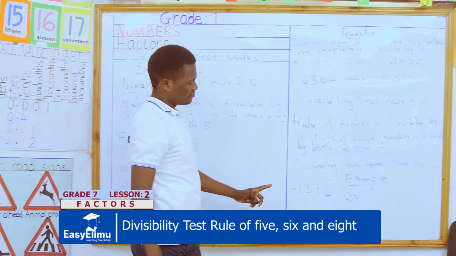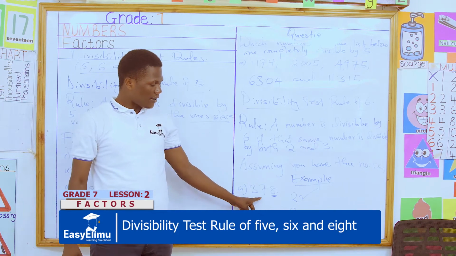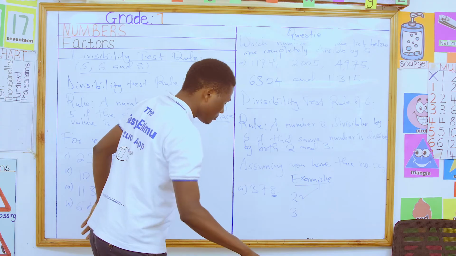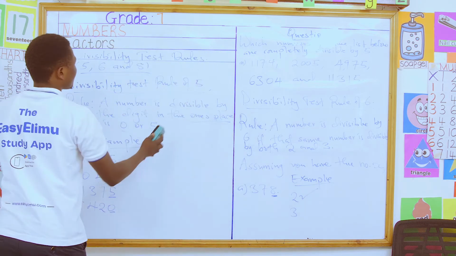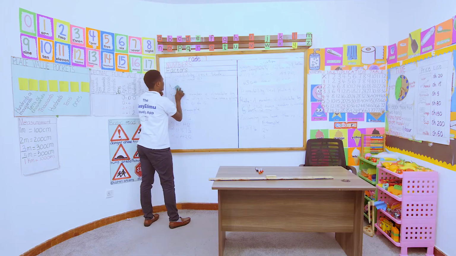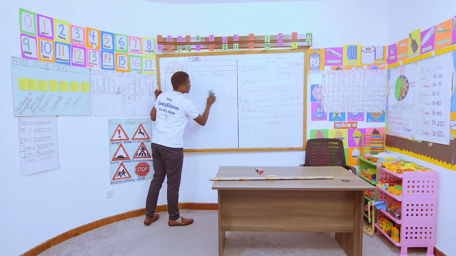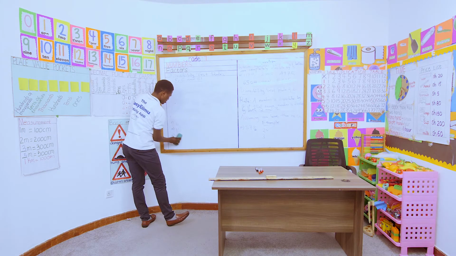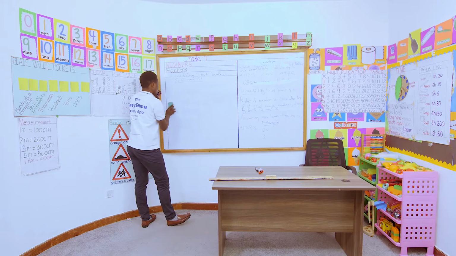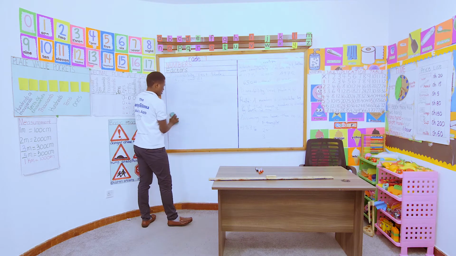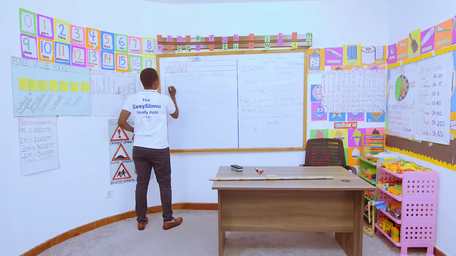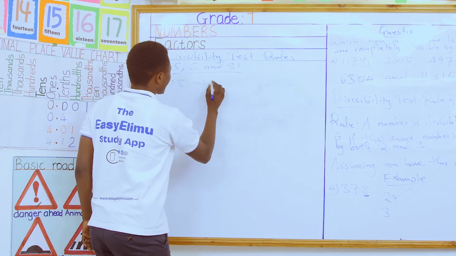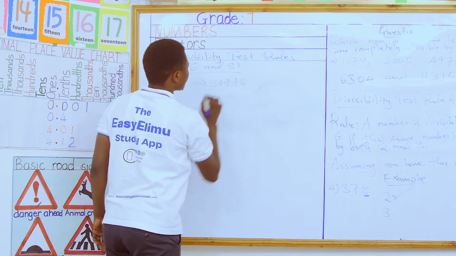That's right. A number is divisible by 3 if the sum of its individual digits is a multiple of 3. So let us check if this number is actually divisible by 3. So we have the number 378. How do you go about it? This implies that we are supposed to get the sum of the individual digits.